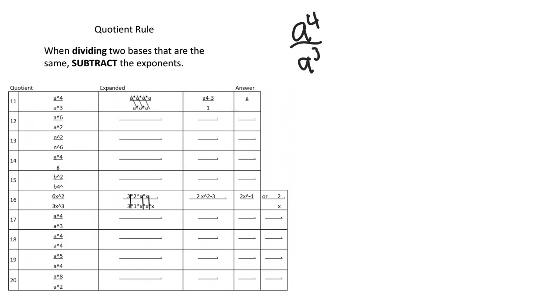Okay, so the first step, I'm going to expand this out. By expanding, I know exactly how many a's are being multiplied and also divided. On the top, I know that I am going to be multiplying 4 a's, and on the bottom, I know that 3 a's are being multiplied. Then I'm going to show the canceling out.